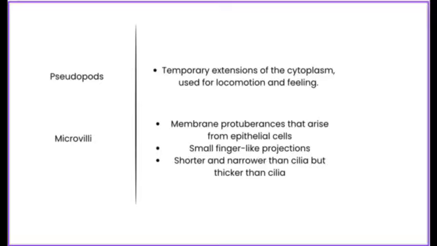Lastly, we have microvilli. Microvilli are characterized as membrane protuberances on the epithelial cells. They are seen as small finger-like projections. They increase the cell surface area, which facilitates the absorption of nutrients, ingested foods, and water molecules. Here are the examples of each apical modification type.